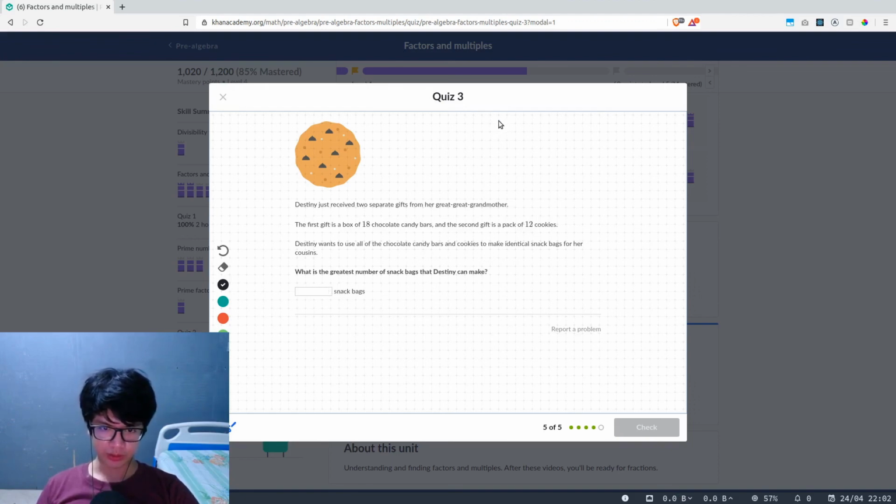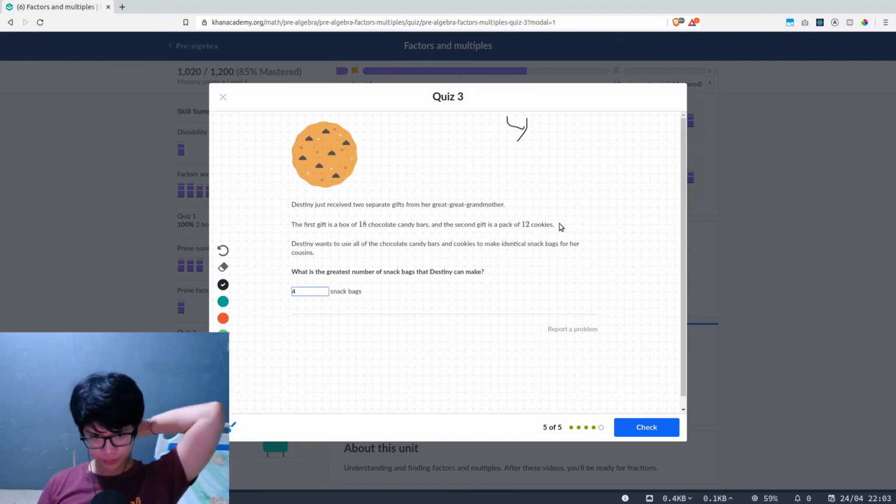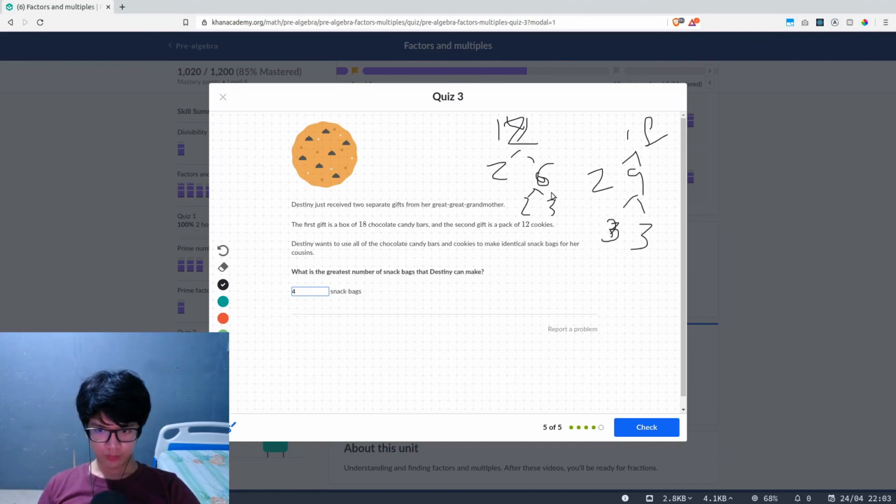Okay, cool. It's pretty easy. Just 4, right? 4 snack packs. No, not really, not 4. Let's see, 12 is 2 times 6, 6 is 2 times 3. 18 is 2 times 9, and 9 is 3 times 3. We have 3 and 3, 3 and 3, but no more 3, no more 2. So that's going to be 6. It's actually 6 packs.